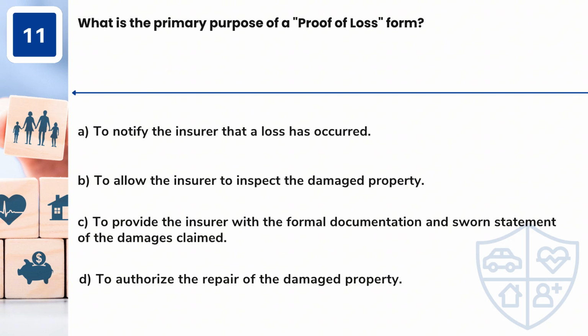Question 11. What is the primary purpose of a proof of loss form? A. To notify the insurer that a loss has occurred. B. To allow the insurer to inspect the damaged property. C. To provide the insurer with the formal documentation and sworn statement of the damages claimed. D. To authorize the repair of the damaged property.